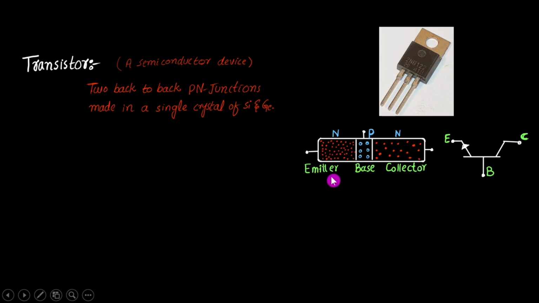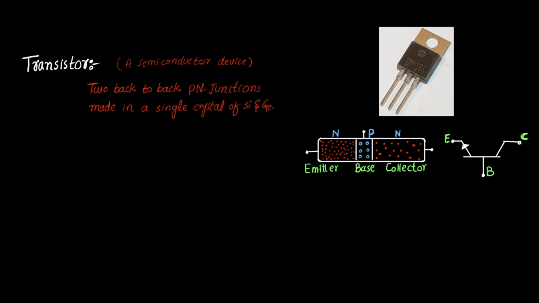The first region is called the emitter, the intermediate region is called the base, and the last region is called the collector. If this transistor is an NPN transistor, it means that the first region we call the emitter will be made of N-type semiconductor material. The intermediate region, which we call the base, will be made of P-type semiconductor material, and this last region is made of N-type semiconductor material. We have discussed P-type and N-type semiconductor materials in more detail in the previous lectures.